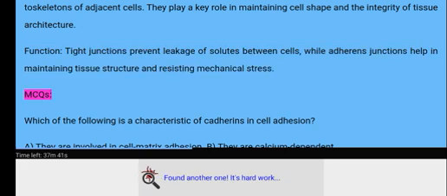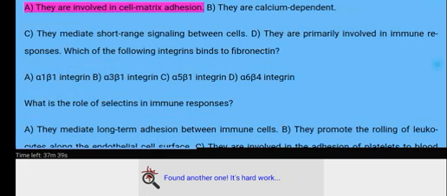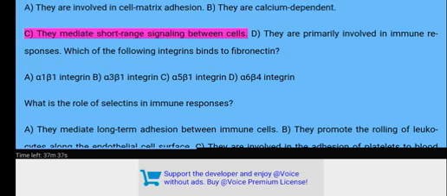MCQs. Which of the following is a characteristic of cadherins in cell adhesion? A. They are involved in cell-matrix adhesion. B. They are calcium dependent. C. They mediate short-range signaling between cells. D. They are primarily involved in immune responses.